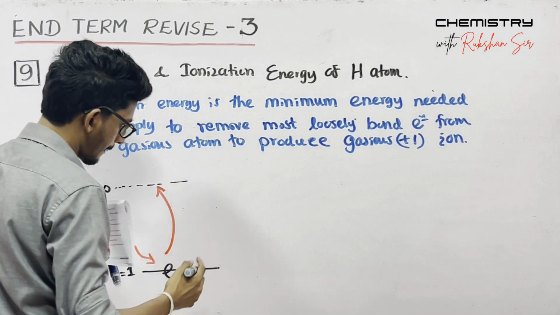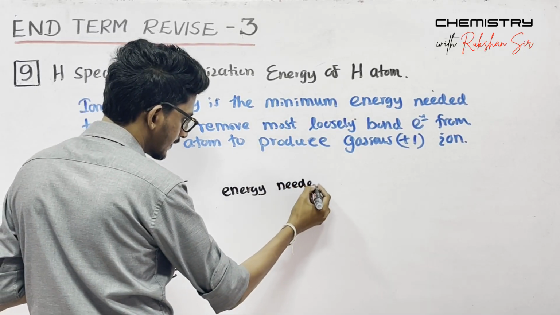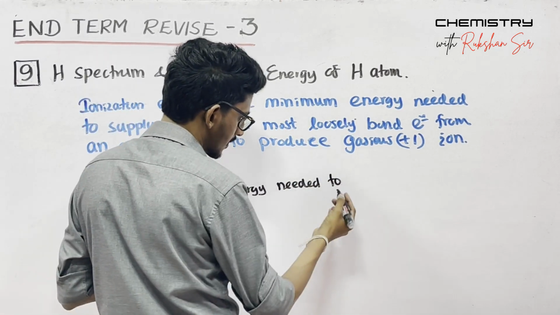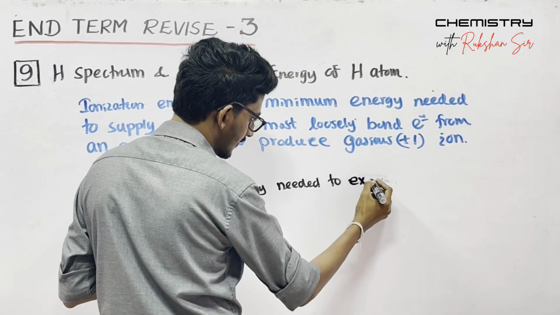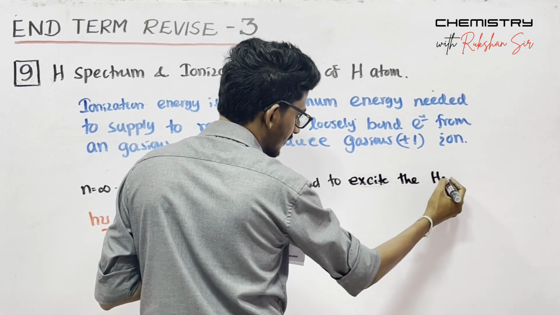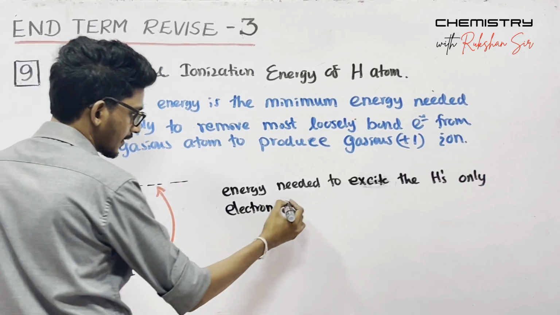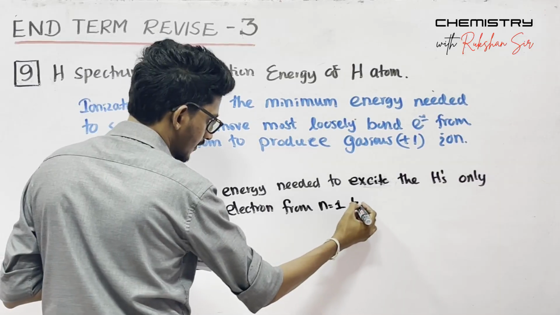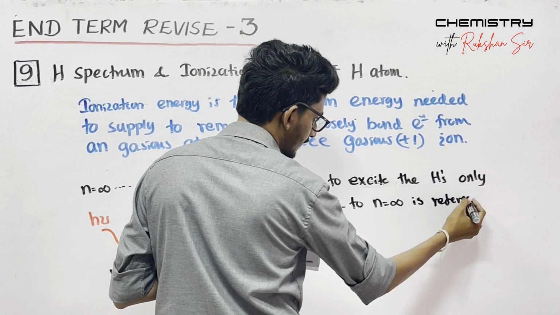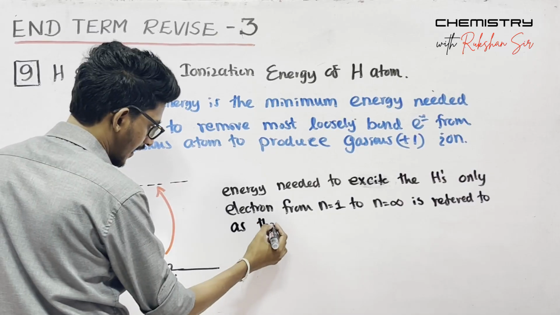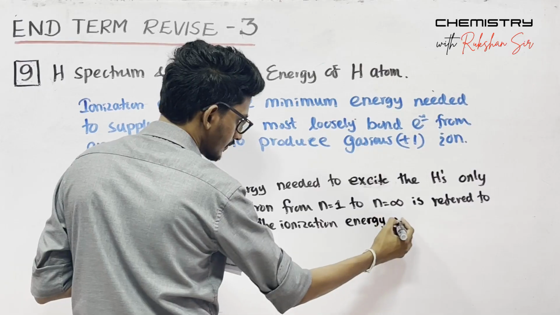So the energy needed to excite the hydrogen's only electron from n equals 1 to n equals infinity is referred to as the ionization energy of H atom.